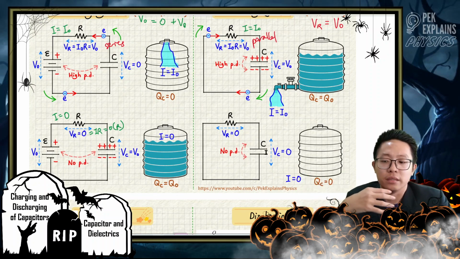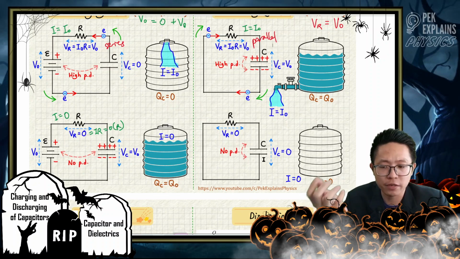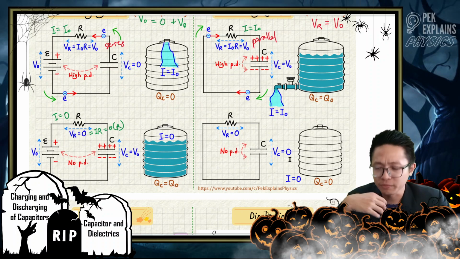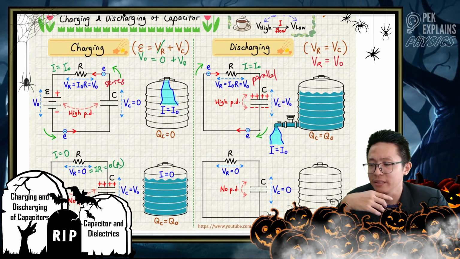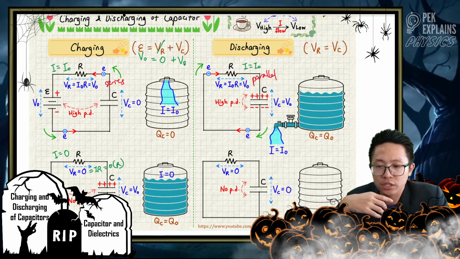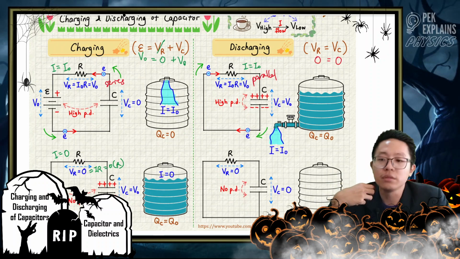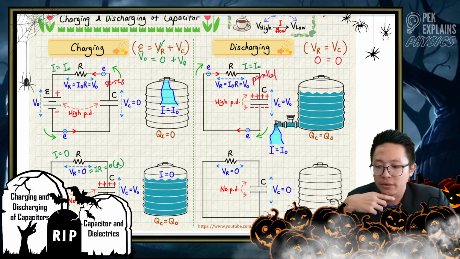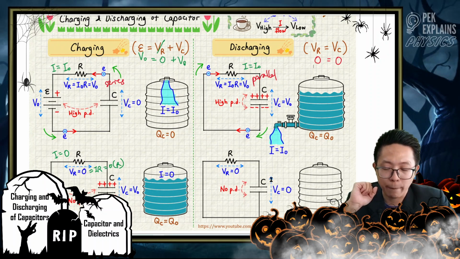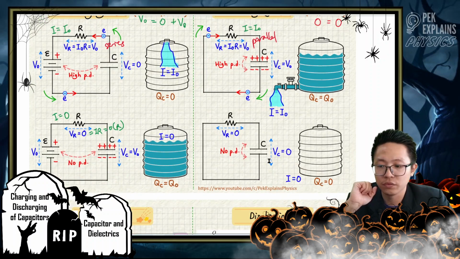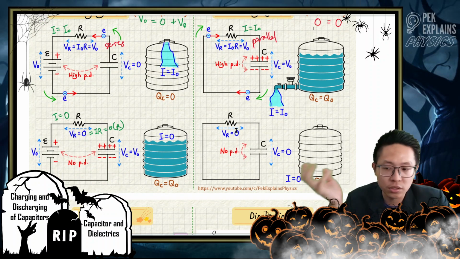Now finally the capacitor has been fully neutralized. It's back to neutral again. So the voltage across the capacitor now becomes 0. When the voltage across the capacitor is back to 0, the voltage across the resistor is also 0, because the resistor and capacitor are parallel. If the capacitor has 0 voltage, the resistor also has 0 voltage.